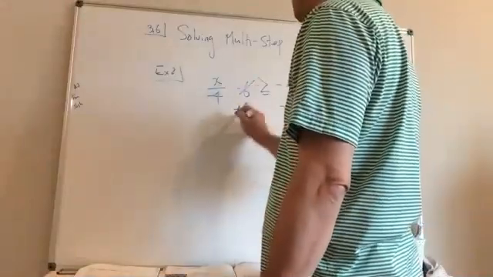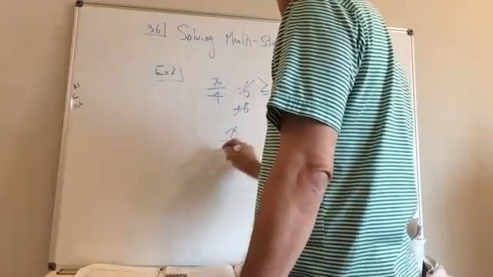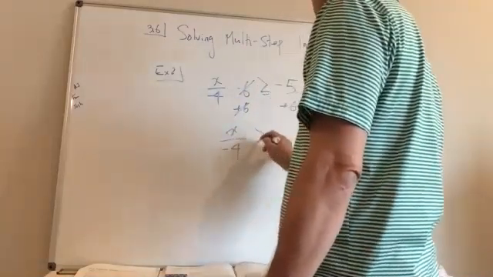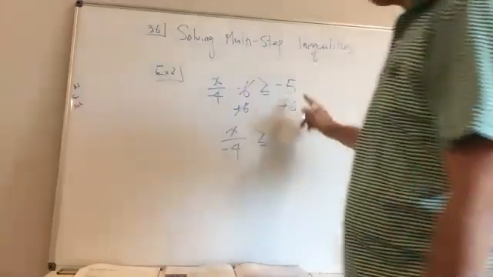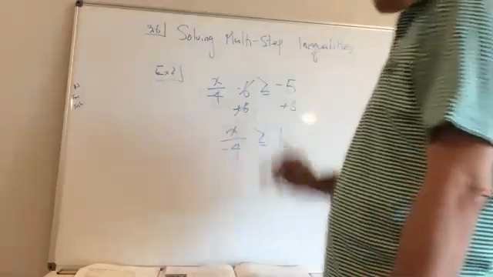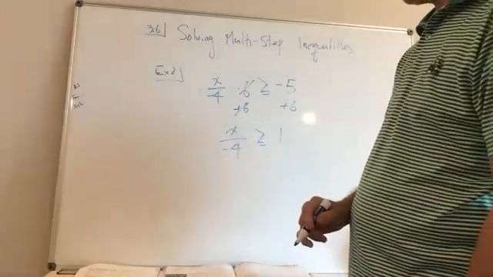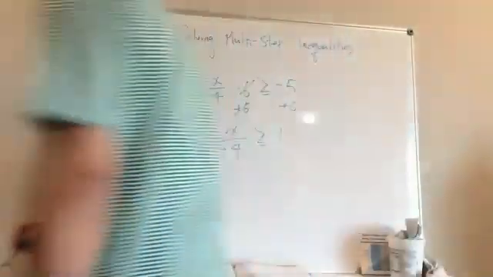So this 6 cancels out. X divided by -4, and negative 5 plus 6 is going to be plus 1. Okay. So, Logan, what's my next step?